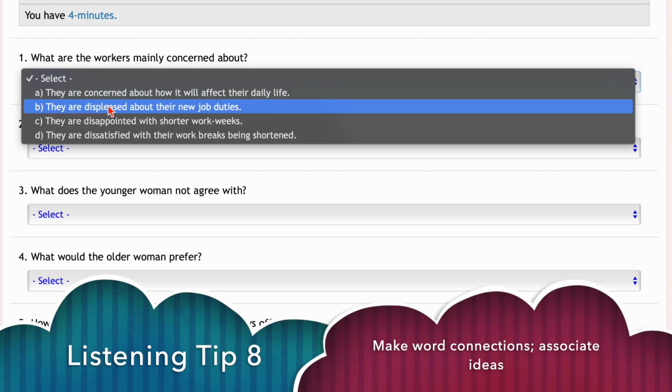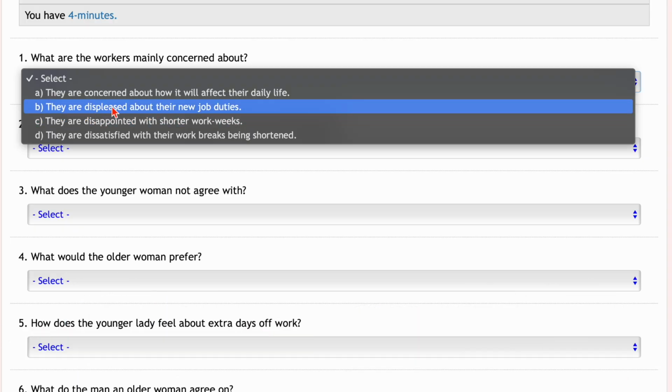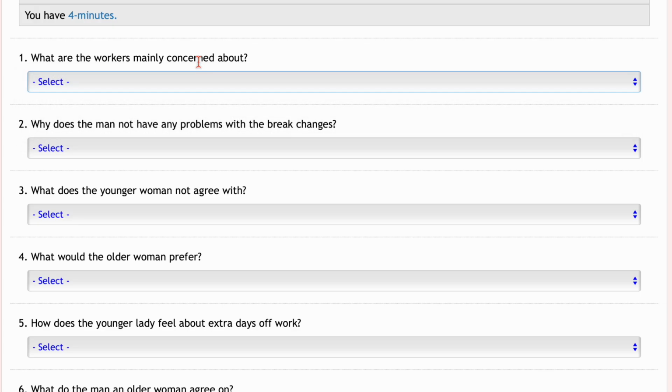Maybe you remember the word displeased, but did you remember displeased about job duties? Or was it displeased with her schedule? Displeased with the manager? So, this is what I mean. Try to keep word connections, not just one word. That will really help you out.